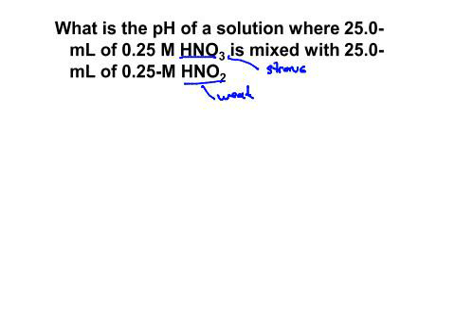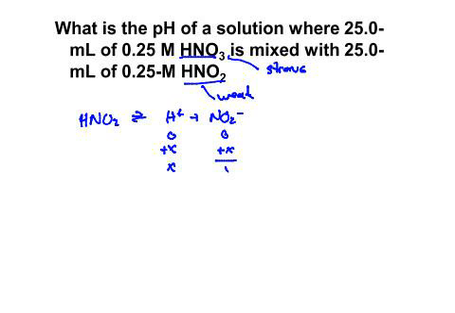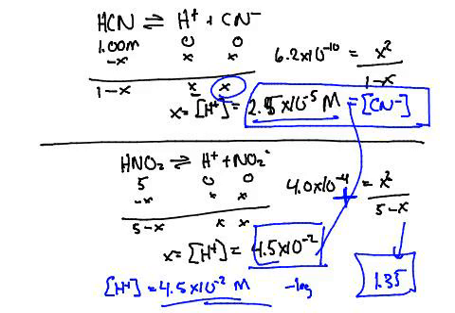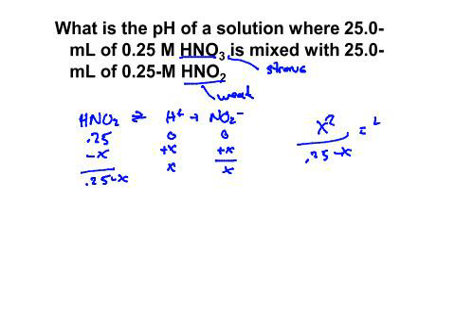Basically, the nitrous acid is going to be HNO2, dissociates into H plus and NO2 minus. And this will be the ICE table: 0, 0, plus X, plus X, and 0.25 minus X. So you're going to have X squared over 0.25 minus X is equal to Ka, the K value, which was a pretty big one, really. 4.0 times 10 to the minus 4.